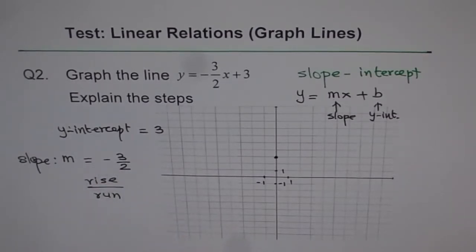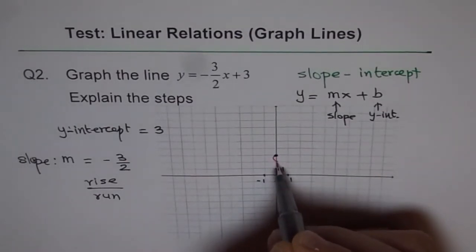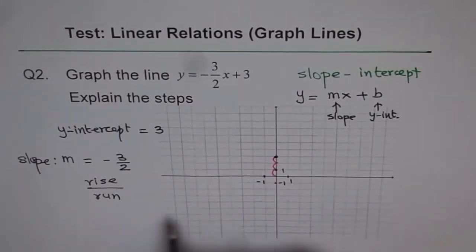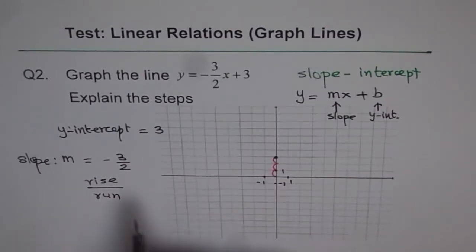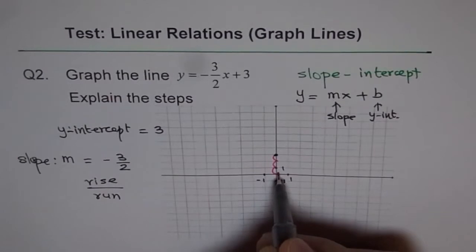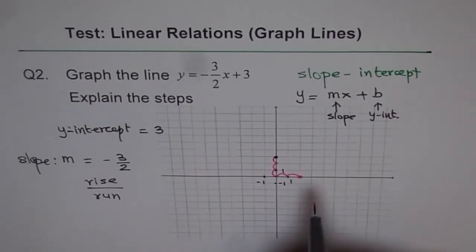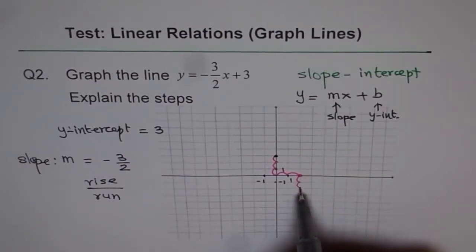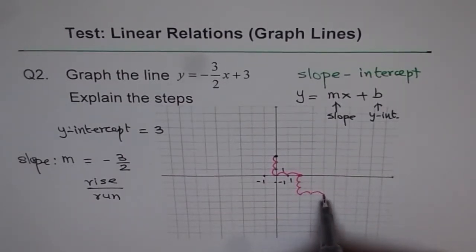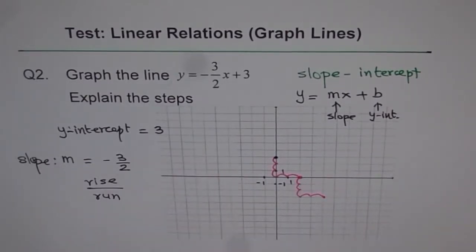So what does it mean? Rise minus 3 means go down by 3 units. 1, 2, 3. That is rise of minus 3. Opposite, right? It's not going up, down. And run of 2. So that means 1 and 2. So we get this point. Similarly, we can get more points. We go down 1, 2, 3, 1, 2. We get another point. Joining these points give us the given line.